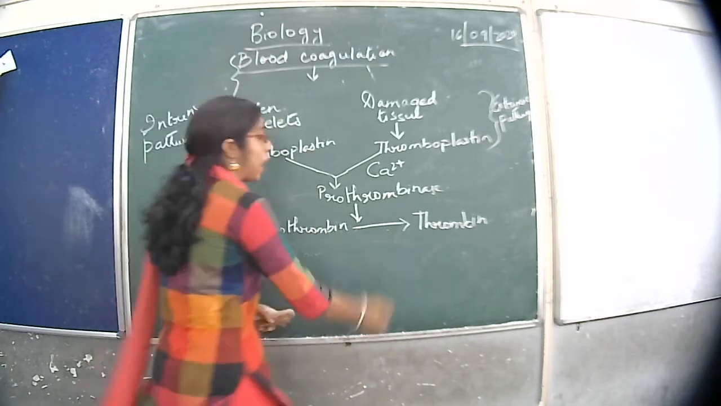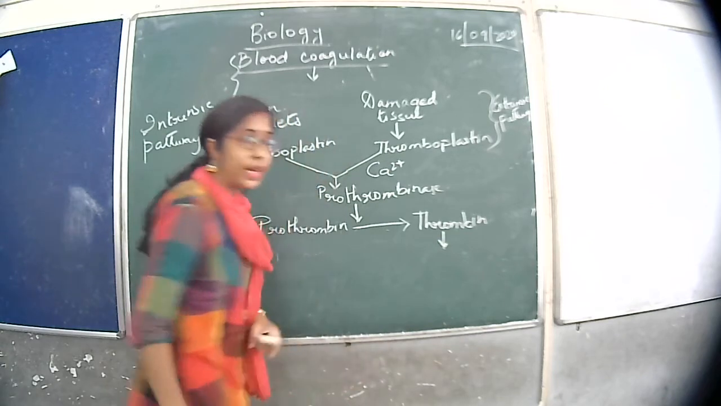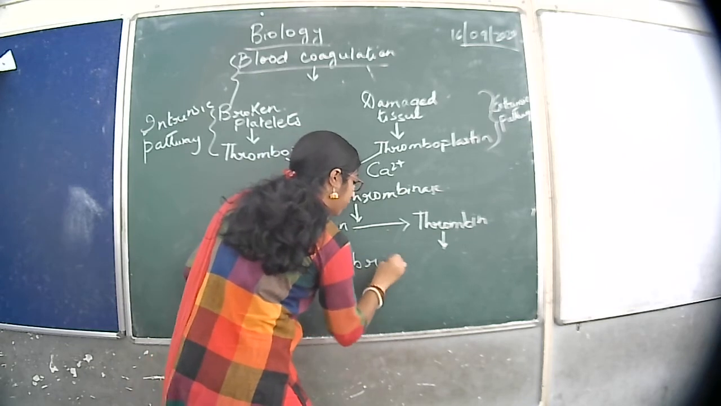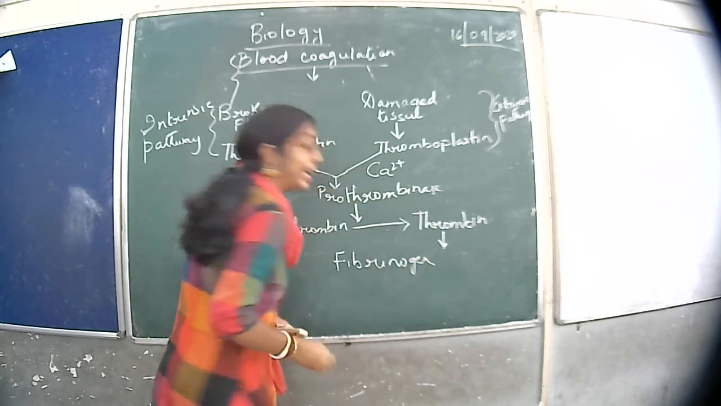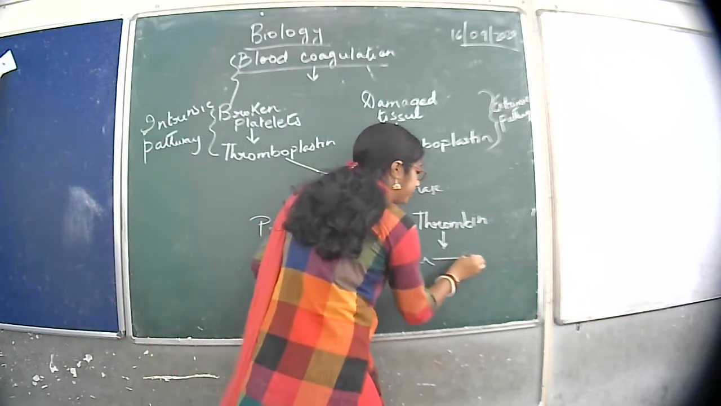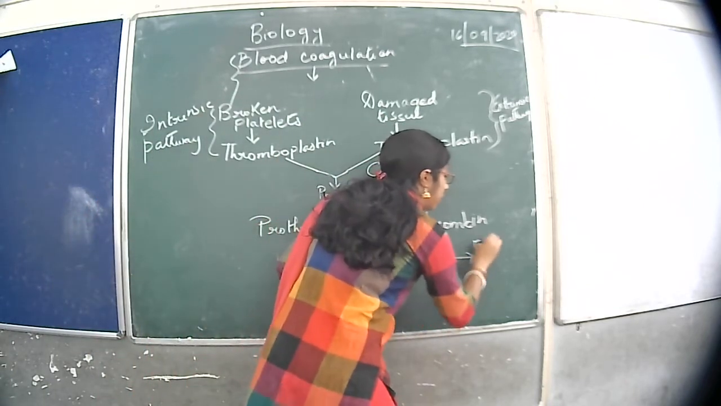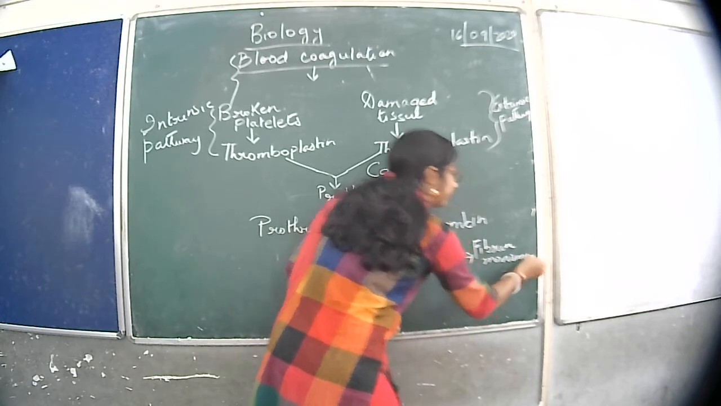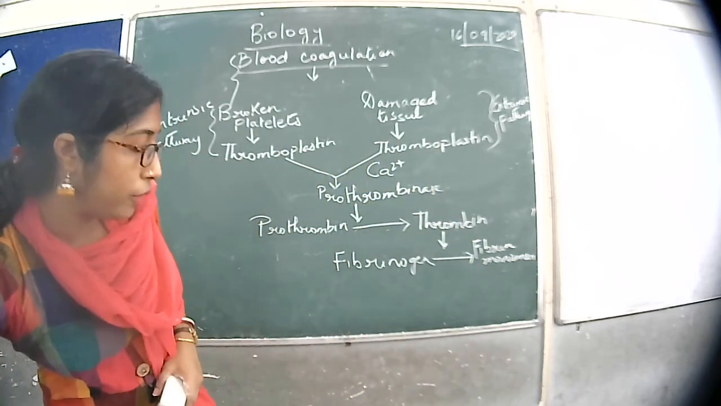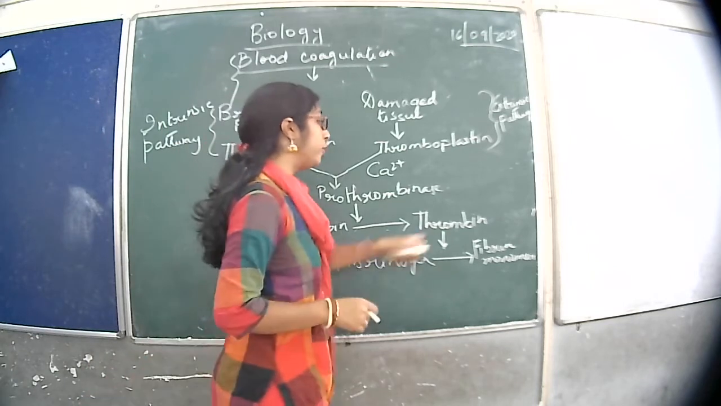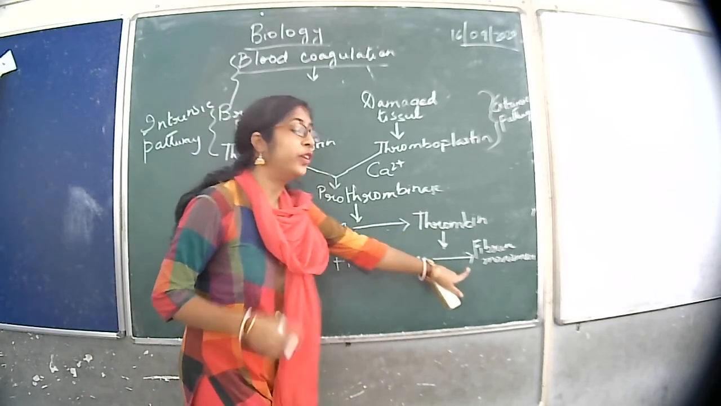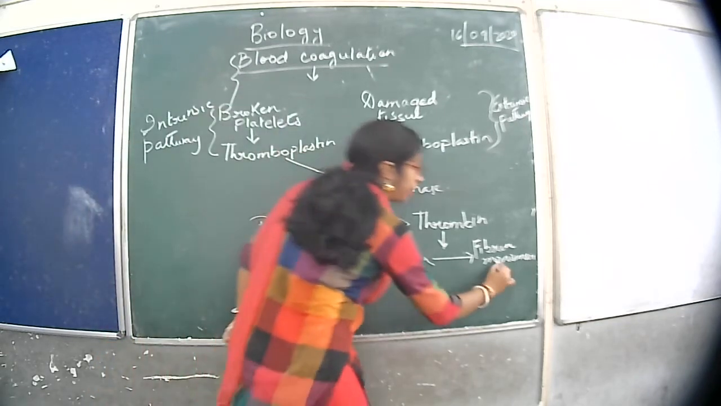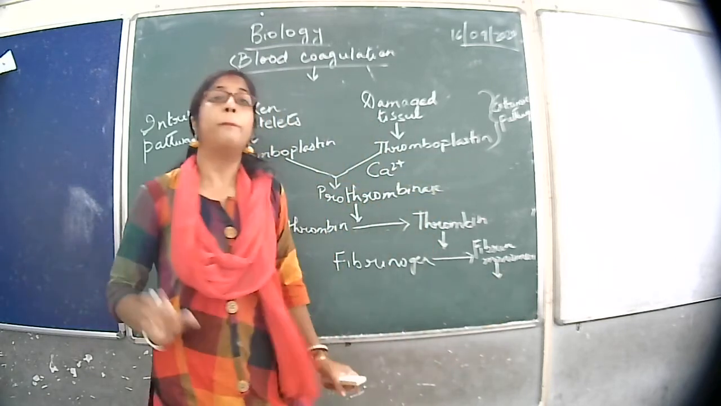Now, in the presence of thrombin, what happens? Fibrinogen gets converted into fibrin monomer. Now, in the presence of thrombin, fibrinogen gets converted into fibrin monomer. Fine? Now, the fibrin monomer gets polymerized.